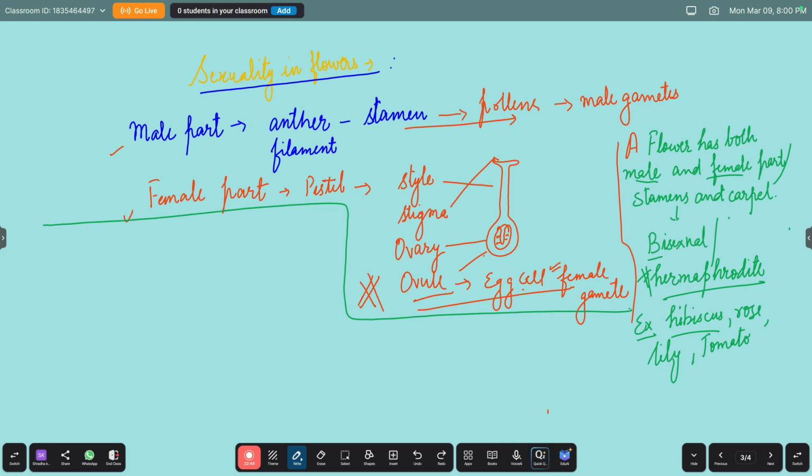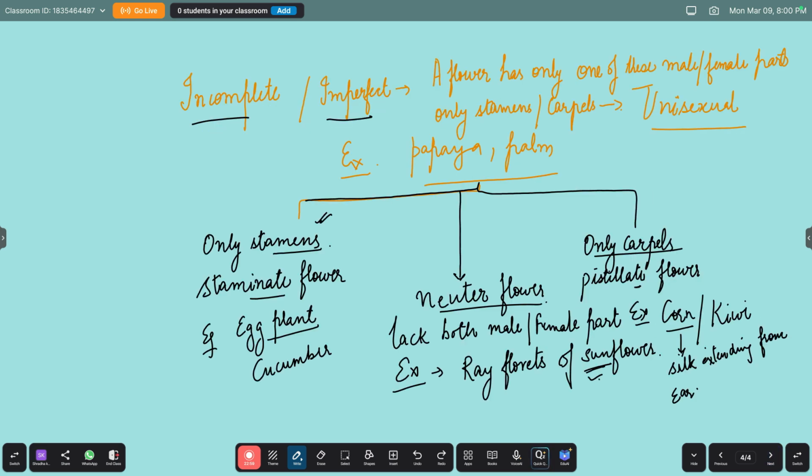Then we talked about sexuality in flowers. The male part is the stamen, and the female part is the pistil. If the flower has both the parts, it is called hermaphrodite. Hibiscus and rose, we will remember very well. And when they are incomplete, meaning one of the two parts is present, they can be divided on the basis of it. If only the stamens are present, staminate flower; only the carpel is present, pistillate flower; neutral flower where both are absent, they are just for attraction, that is the ray florets. The center portion is fertile in case of sunflower. Okay, eggplant, cucumber, and same here corn and kiwi.